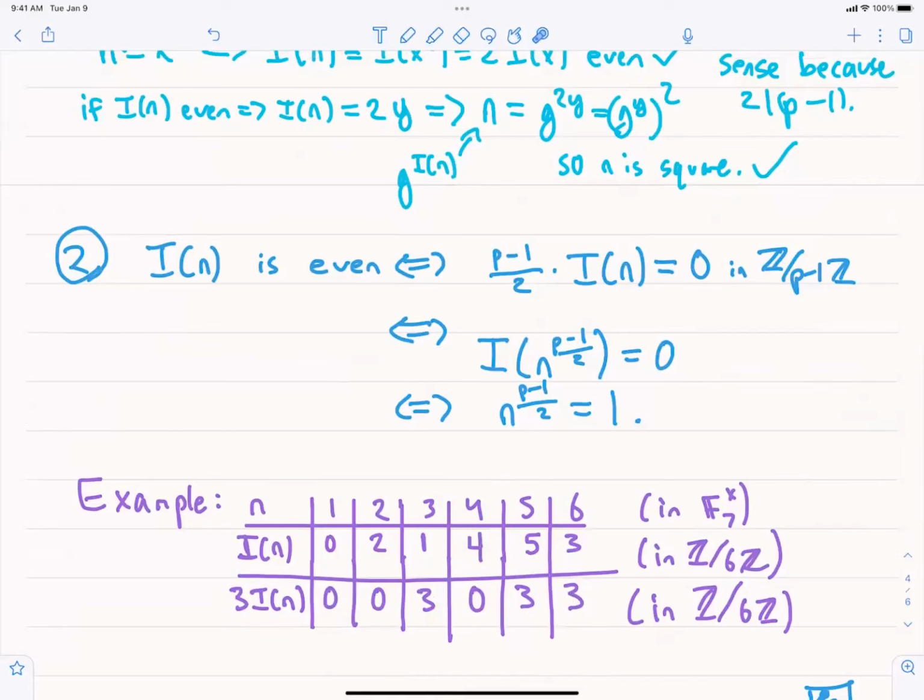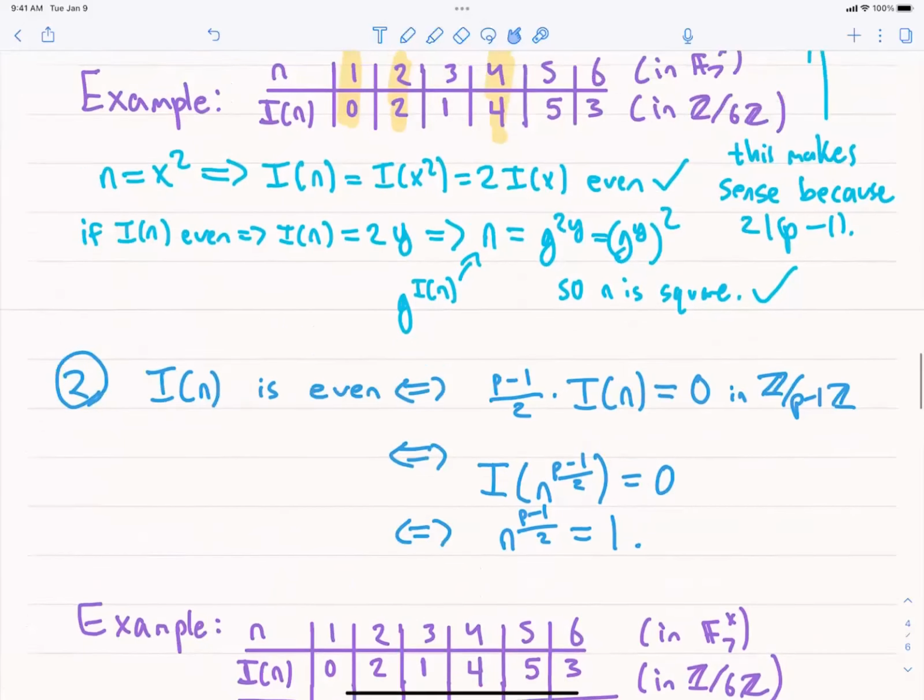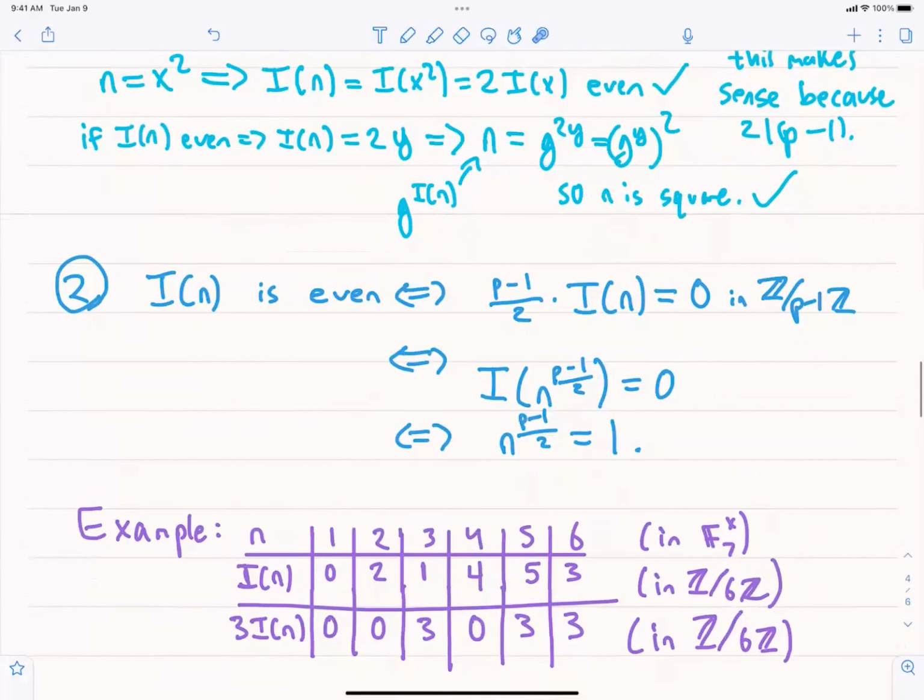3 times 3 is, so 3 times 5 is 15, so that's 3 mod 6. 3 times 3 is 9, so 6 plus 3, that's 3 mod 6, and so on. So somehow being even is the same as 3 times it being 0 here, and that holds in general. I'll let you think about that if you want to justify that statement any further.